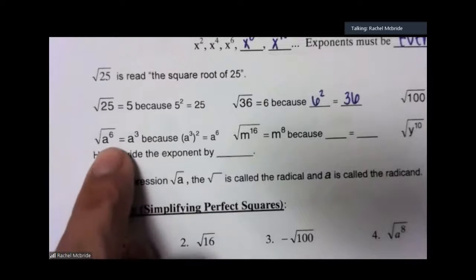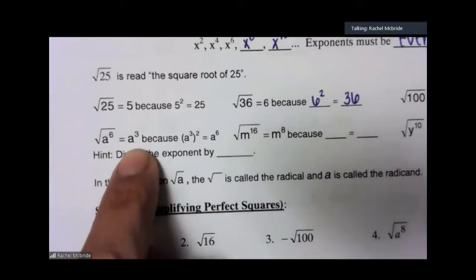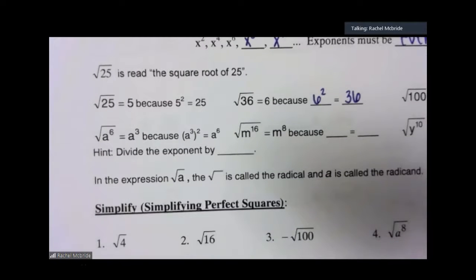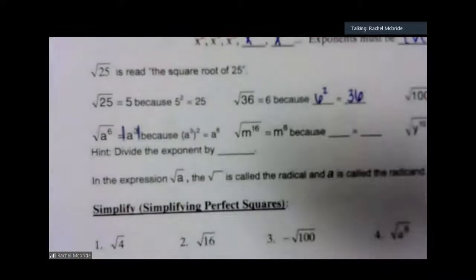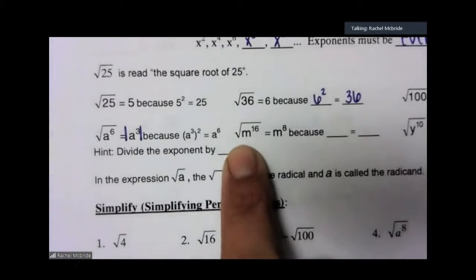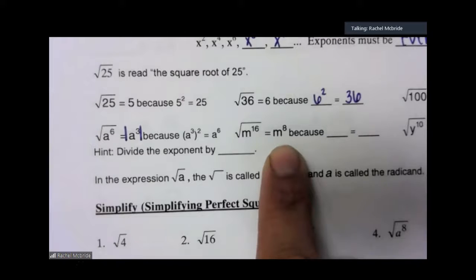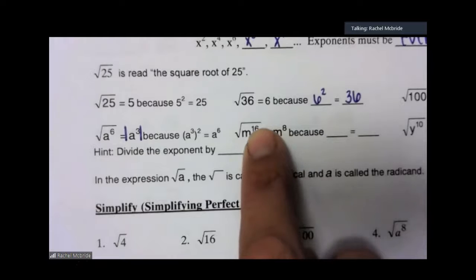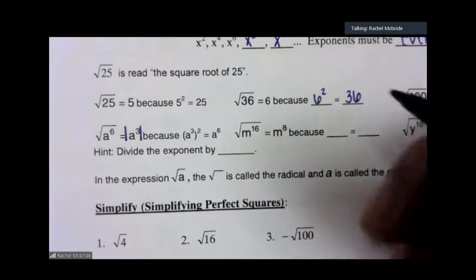The square root of a to the 6th is equal to a cubed. Now I cannot take credit for making this handout, which means I can also tell you the handout is flawed, because that is even, the square root becomes an odd, therefore you need absolute values. Square root of n to the 16 equals n to the 8. Because what number can you multiply 8 by 2 to get 16?